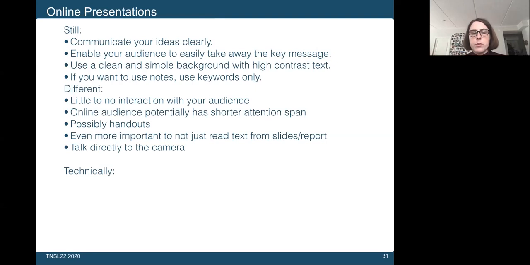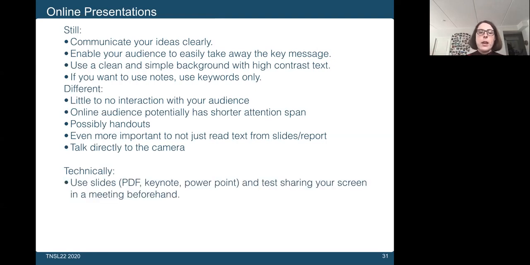What else is different there? There are technical differences. You can use whatever you want, essentially. It could be PDF slides, could be Keynote, could be PowerPoint.